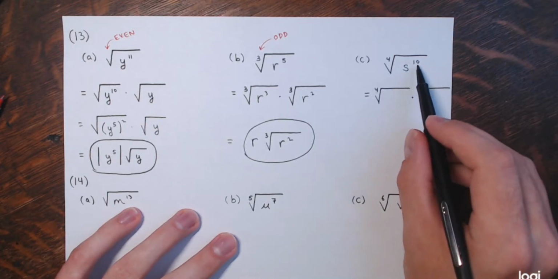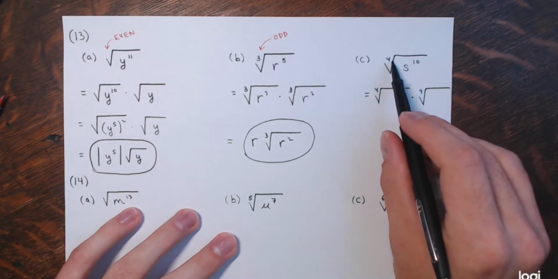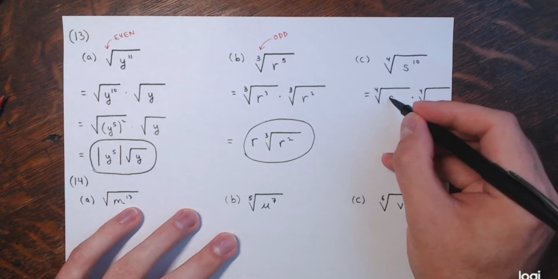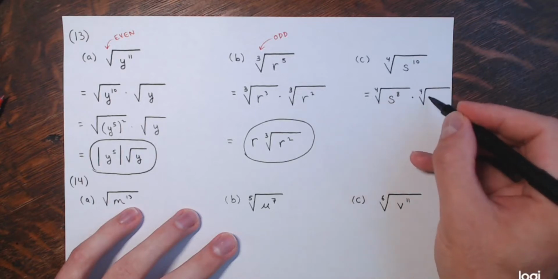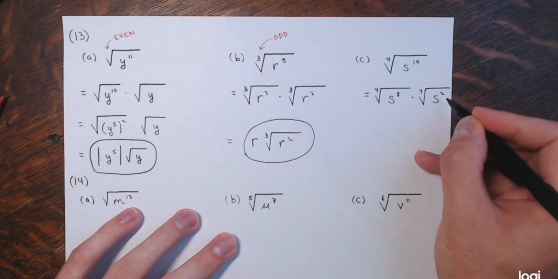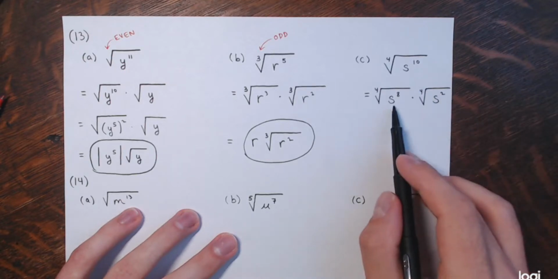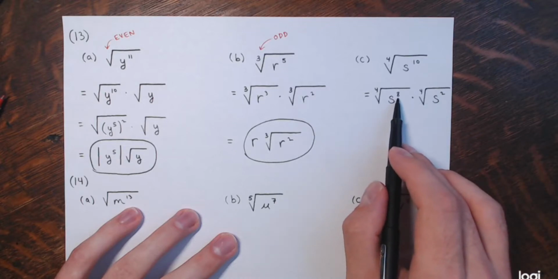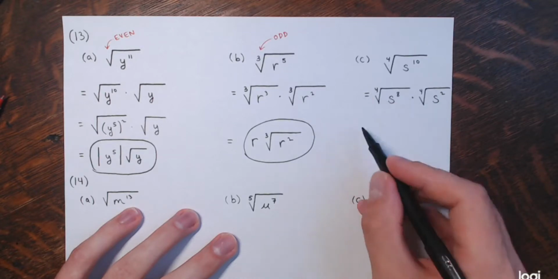Now, 10 is not a multiple of 4, but 8 is. So I can break up s to the 10th into s to the 8th times s squared, right? I would need to multiply s to the 8th by s squared to get s to the 10th. So this is the fourth root of s to the 8th times the fourth root of s squared. S to the 8th is a fourth power, and let me show you how to write that.